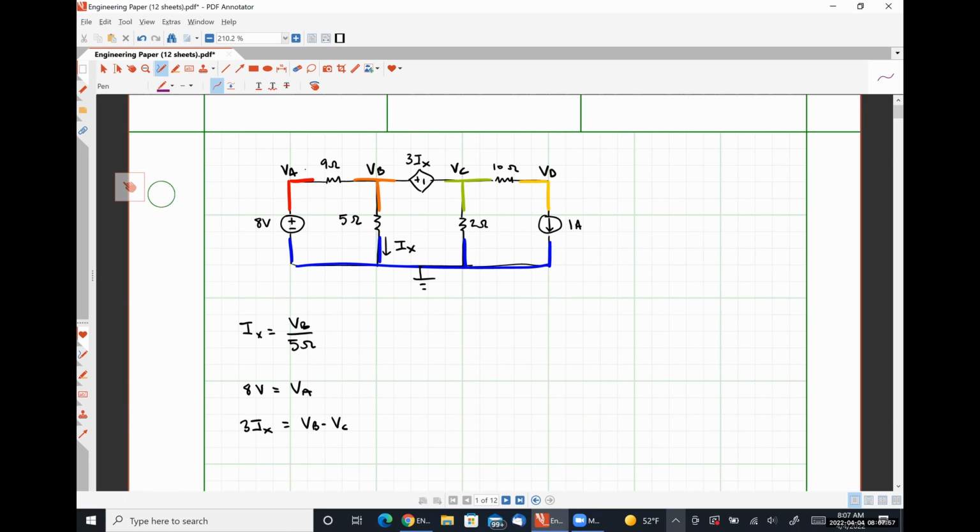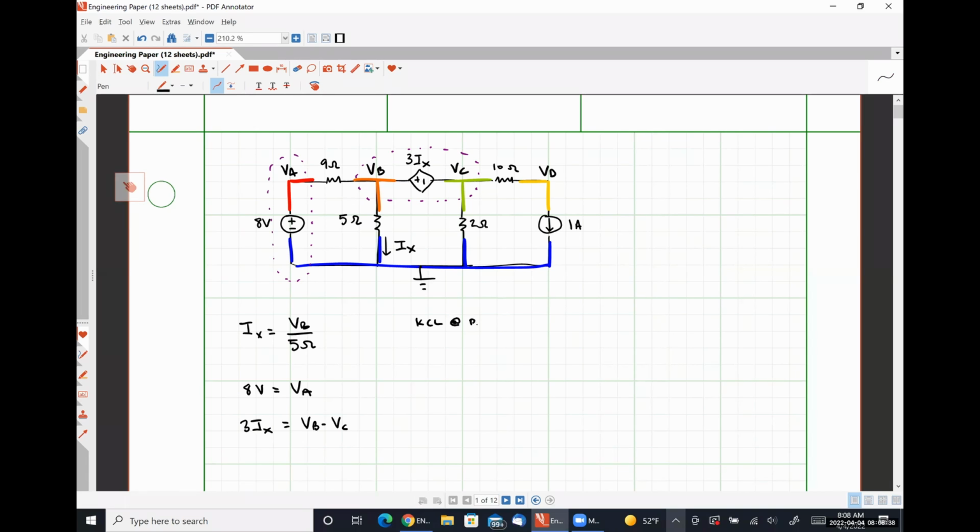Okay, so what I'm going to do now is draw a circle around my supernodes, okay? Anytime I have a voltage source, I have a supernode. If the voltage source contains the reference node, like our supernode for the 8-volt source does, we do not write a Kirchhoff's current law equation for it. If the supernode does not contain the reference node, we do write a KCL equation for it.